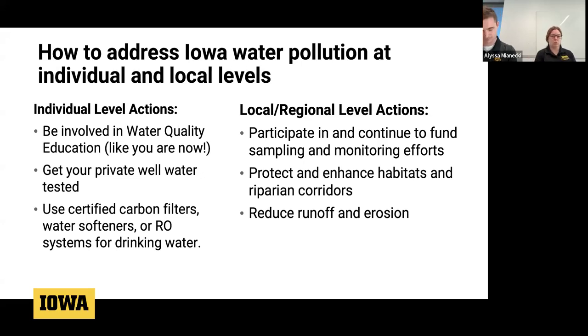And then on a larger local regional level, I would suggest that you participate in and vote for people to continue to fund sampling and monitoring efforts. We don't know what the problems are if we don't look for them. Additionally, I suggest that we protect and enhance habitats and those riparian corridors to do things like reduce runoff and reduce erosion.